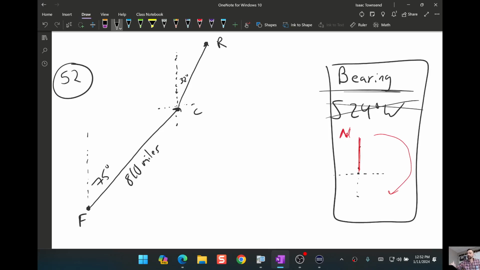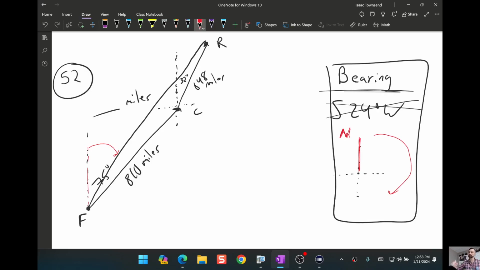But what they want us to figure out in this question is how long or how many miles would it take if we just went straight and didn't detour to Centerville. If we just went straight there. And what bearing should we take? So from the north line, how much should we turn clockwise to head that direction?